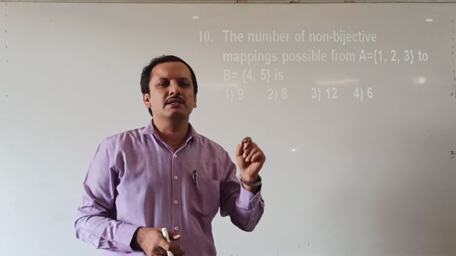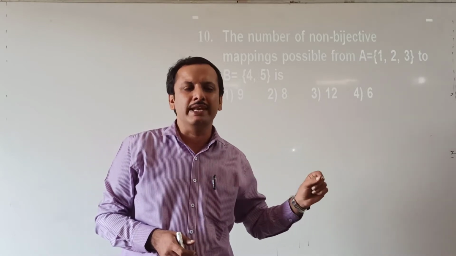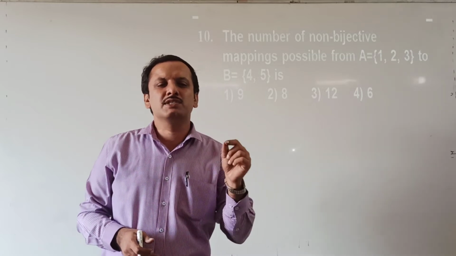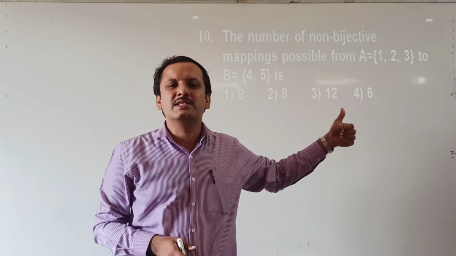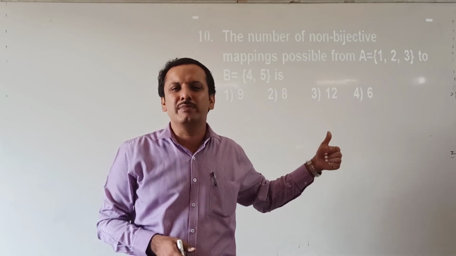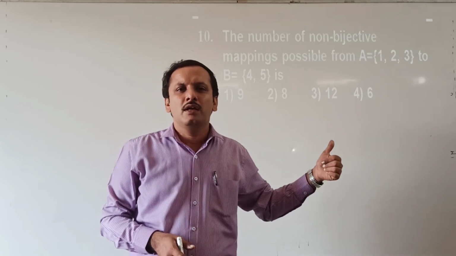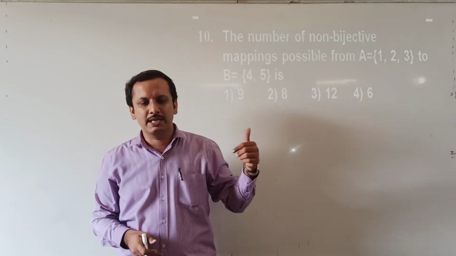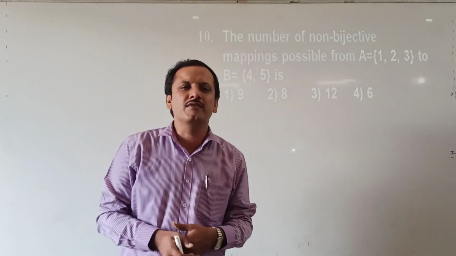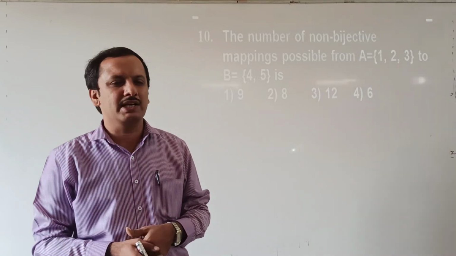If n(A) is equal to n(B) is equal to n, then the number of bijective functions that can be defined from A to B is n factorial. Here the number of elements in A is different from the number of elements in B, so there does not exist any bijective function. Hence, all functions that are defined from A to B are non-bijective functions.